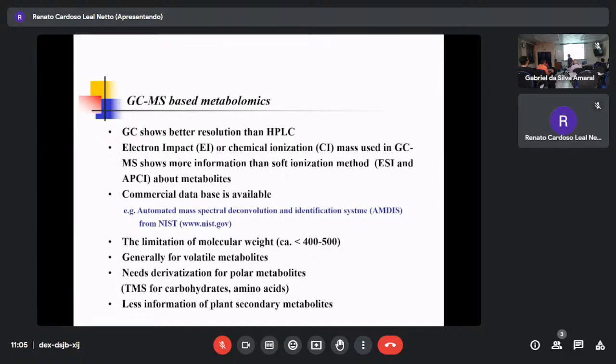Because HPLC is interaction on both sides: column resin, solid phase, and liquid phase. That's why in HPLC you always use a mobile phase and a stationary phase, right? But in gas chromatography, you never use a mobile phase. Instead, we use a carrier gas: helium, hydrogen, or nitrogen.